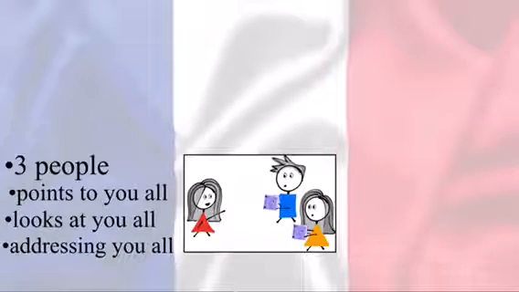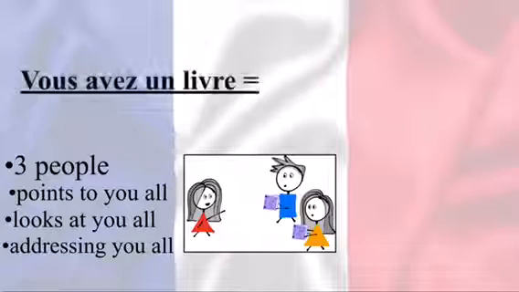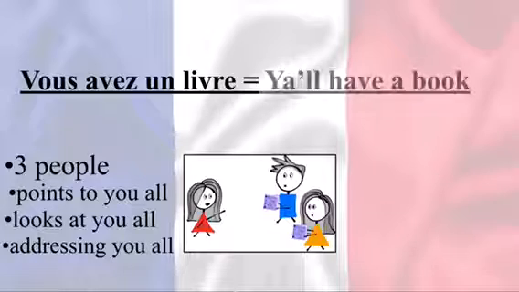Here we have 3 people, me, you, and another random person who will remain untitled. Notice how my finger and eye contact is pointing to you 2, as if I'm talking to the both of you, and the both of you have a book. Therefore, this picture should be labeled vous avez un livre. Y'all have a book, as vous avez means y'all have, the plural form of you.